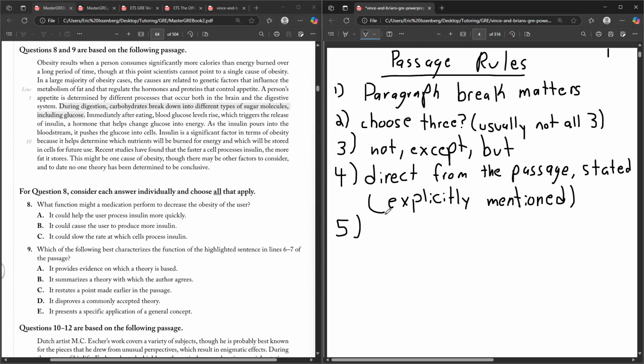Okay. Besides purpose, or direct from the passage, we have maybe a suggest. This is a good idea to bring up suggest questions. So these are hinted at, but not stated.